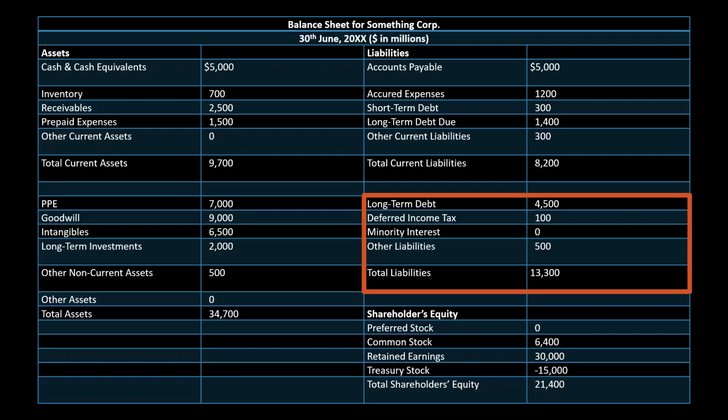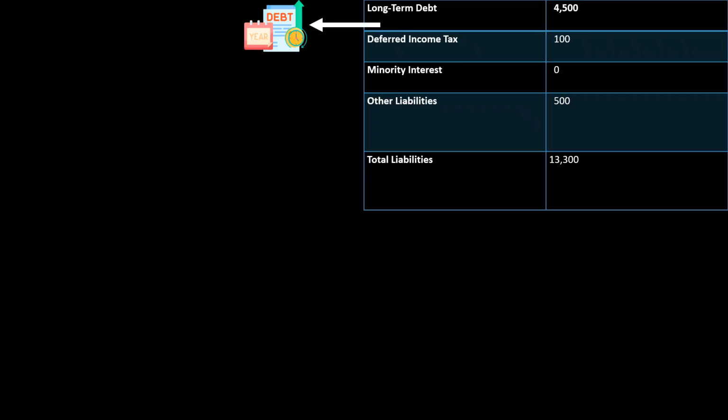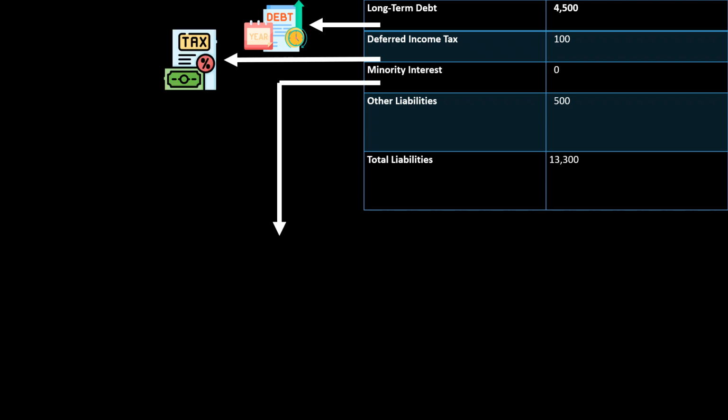Everything here is non-current liabilities. Long-term debt is debt due over a year from now. Deferred income tax is taxes that are due but have not been paid. Minority interest is an interesting little cookie.